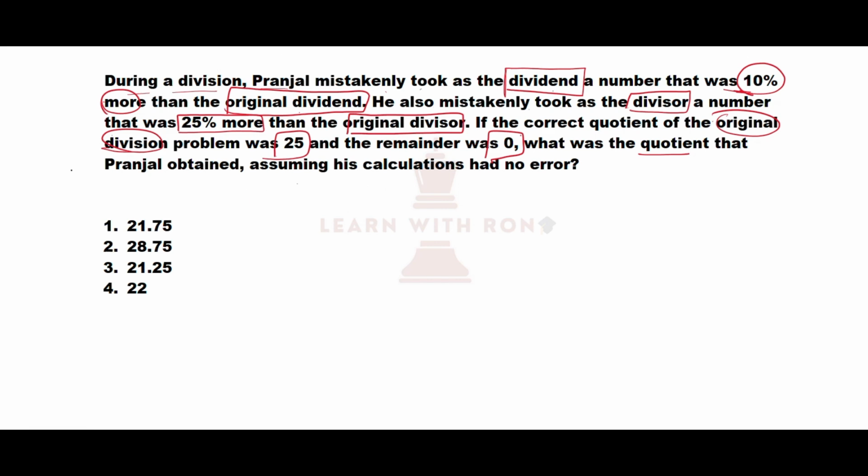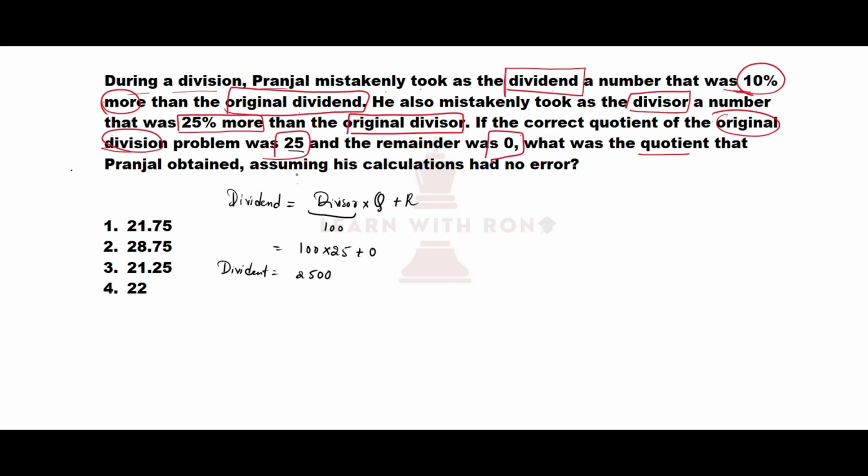So we all know that dividend equals divisor multiplied with quotient plus remainder, right? Let us suppose the original divisor is 100. If the original divisor is 100, how much is the dividend? Divisor 100, quotient 25, remainder 0. So the original dividend is 2500.